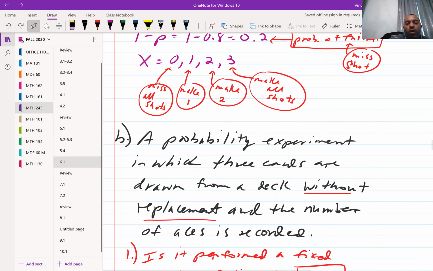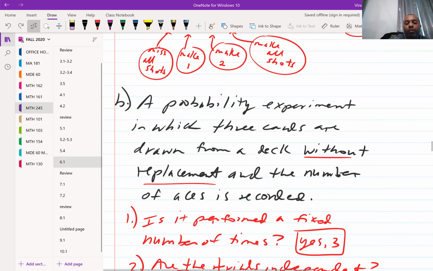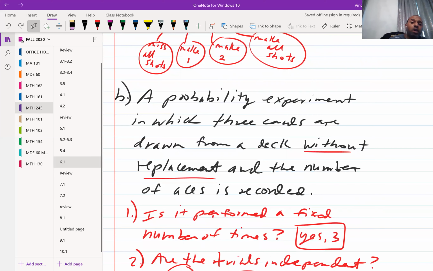All right, so let's go through our criteria. Is it performed a fixed number of times? The answer is yes. You're going to pull a card three different times, so the number of trials is 3.